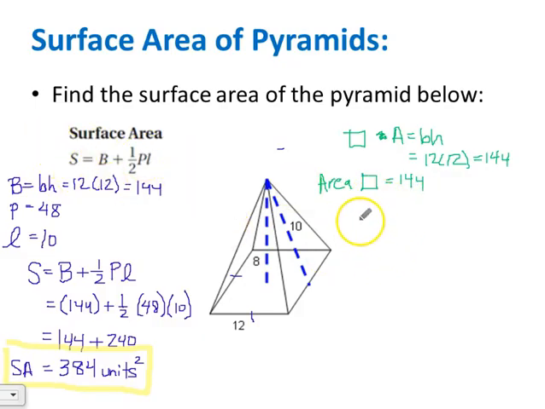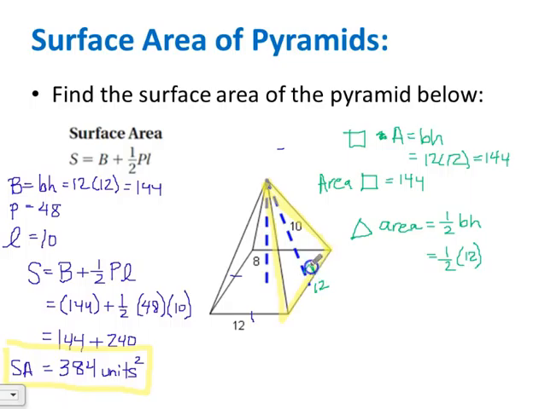Now I'm going to do one of my triangular faces, the triangular face area. We know the area of a triangle is 1/2 base times height. What's the base of my triangles? Let's go ahead and look at this side. Let's focus on this side triangle over here. So let's find the area of this triangle first. So we know it's a square base, so I know all of my bases are going to be 12. And then what's the height of that triangle? Is it 8 or 12?